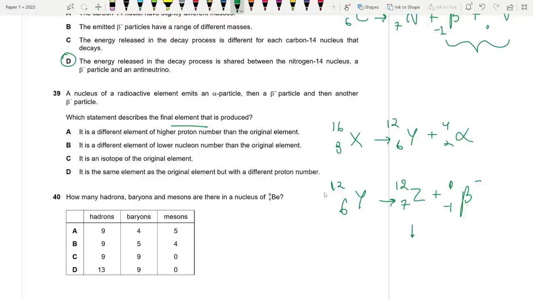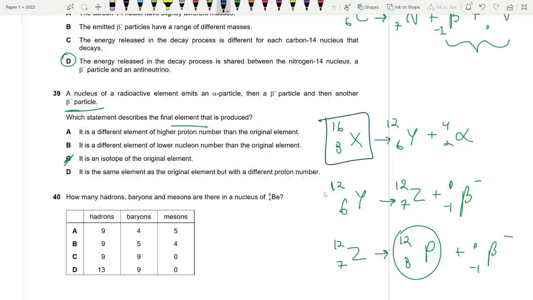Next, Z decayed by another beta minus particle. So Z, 12, 7 decayed by beta minus. So we end up with maybe another letter like P, which is 12, 8. The mass number remains. So, wait, it's not an isotope of the original element as proton number has changed. Or has it? If we compare them, this is our start, this is our end. So proton number actually remains the same. Proton number remains the same, but the mass number has decreased substantially. So having the same proton number makes you an isotope of the original element.